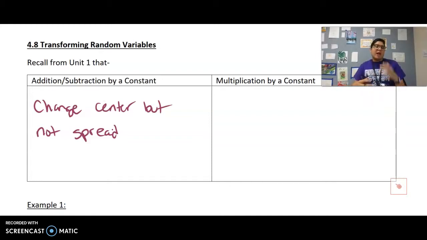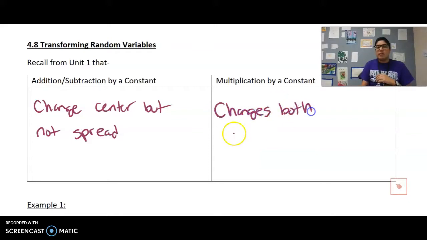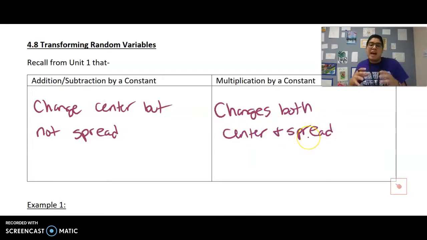Now, if you multiply by a constant, this changes both the center and the spread. Meaning that now the size and the location are going to change. And this goes back to rigid motions. Translations do not alter the size, they change its location, but a dilation alters the size and can possibly change its location. So that's just our quick brief review there from Unit 1.